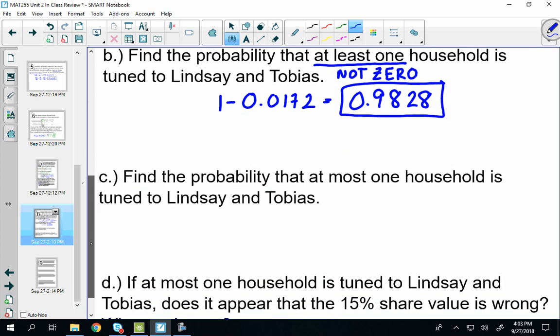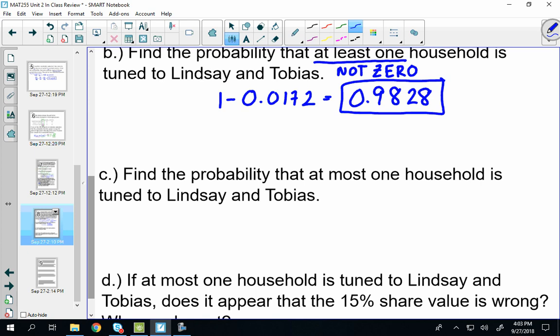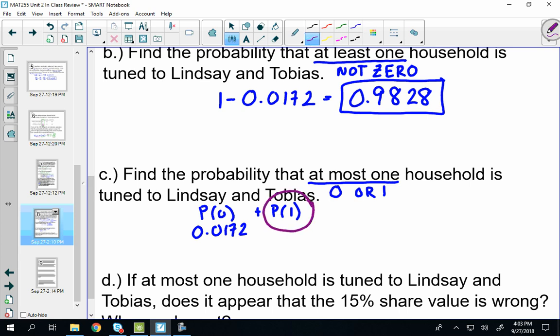If we look at part C, it says find the probability that at most one household is tuned to Lindsay and Tobias. So that means that 0 households or 1 household is okay. So we want to find the probability of 0 and add the probability of 1. We already know our probability of 0. It was 0.0172. We need to find that probability of 1.